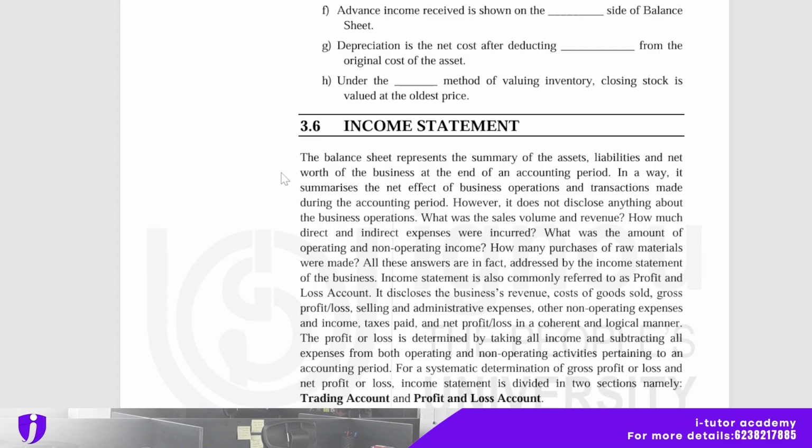For a systematic determination of gross profit or loss and net profit or loss, the income statement is divided into two sections, namely trading account and profit and loss account. So this is about today's session.